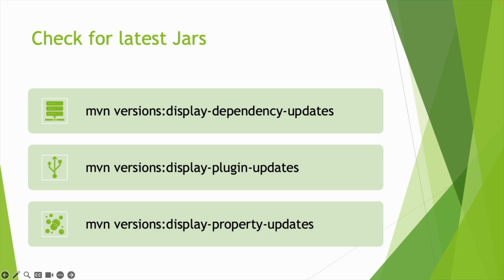In terms of checking for the latest versions, we have various goals. The first one in the list, display dependency updates, will display all the dependencies under the dependency tag. The second one, display plugin updates, will only display updates to the plugins. Third one in the list, display property updates. If any of the dependencies or the plugins have entries in the properties, this will help to display the property.